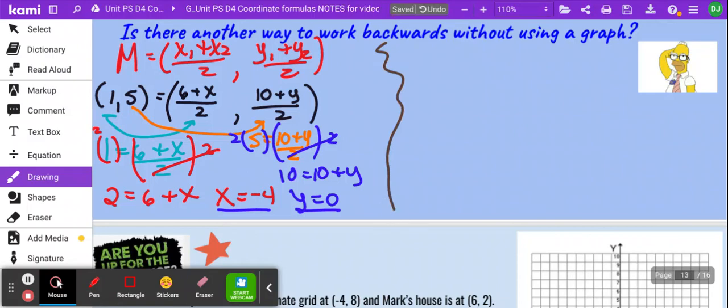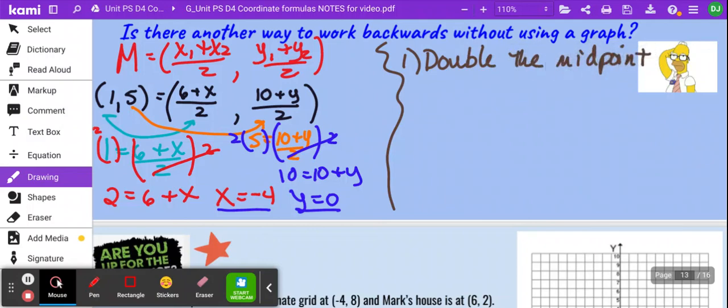So the process of reversing this formula, look at the formula: we're adding the x's, dividing by 2, adding the y's, dividing by 2. So now let's reverse that. Divide by 2, how do I undo that? I would multiply by 2. And instead of adding, I would subtract. So we're going to undo and work backwards. So I'm going to write that down for us. The process is, if you like this way, you double the midpoint, which is the same as multiplying by 2.